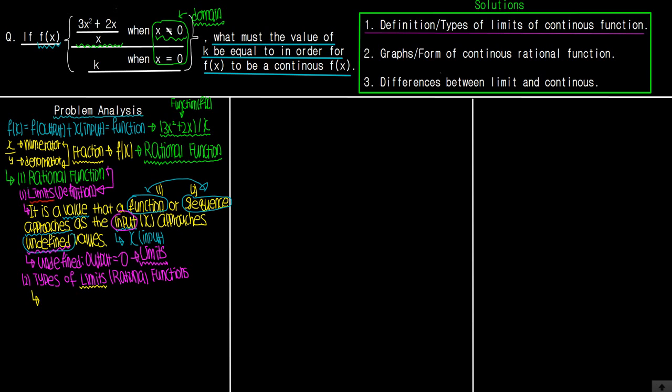So let's think about the first case. The first case's formula for our limit system is: we use lim to show the limit, and when our x value, which is the input, approaches our c value, the limit of f of x is equal to b, which is our first formula for our limit system.